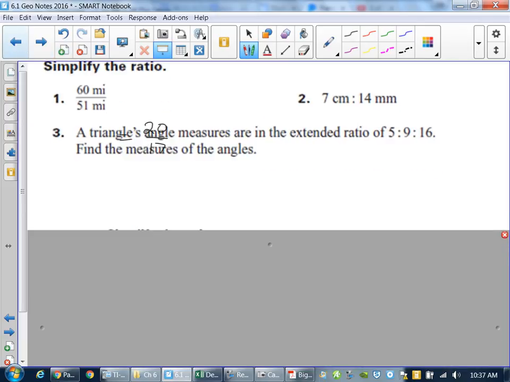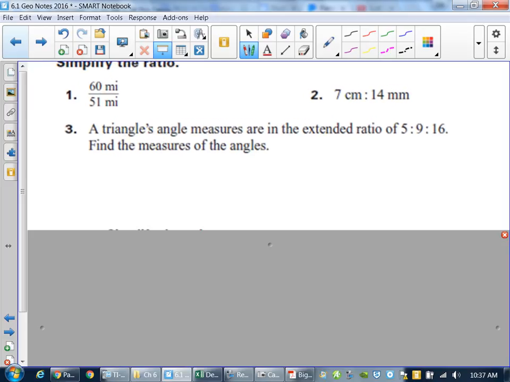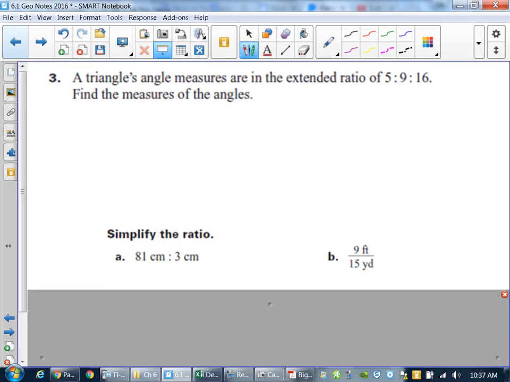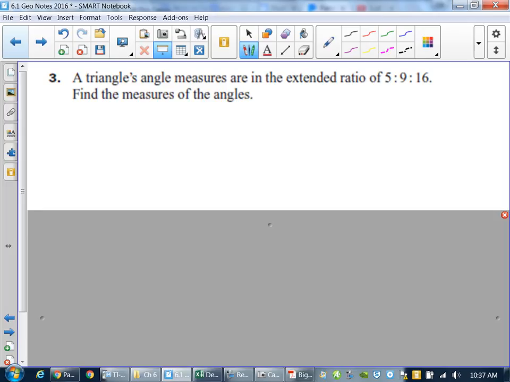What about this? The triangle angle measures are in the ratio of 5 to 9 to 16. A triangle has angle measures that are a ratio of 5, 9, 16.